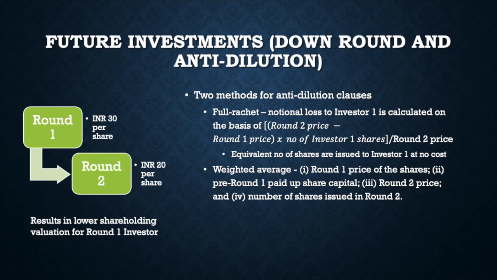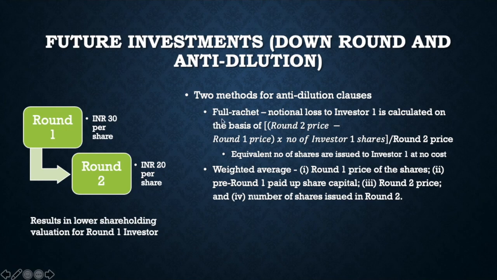As a result, most investors will want to put in an anti-dilution clause which will protect or compensate them against such down rounds, right? Now, there are multiple ways of mitigating this down round risk. We'll briefly touch upon two of them, but we'll talk about them more in the tutorials this week and next week. The two major methods for anti-dilution clauses.